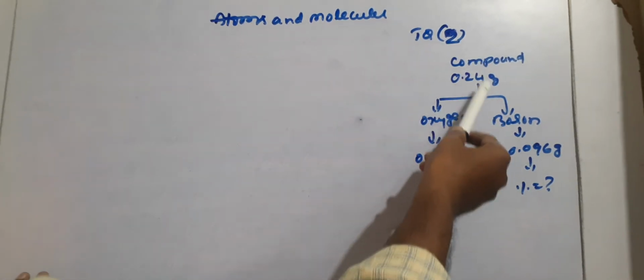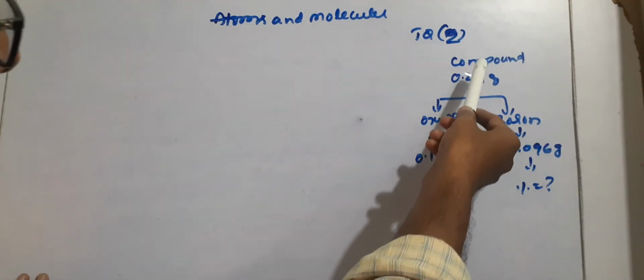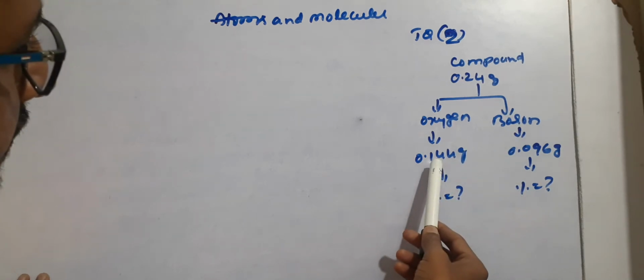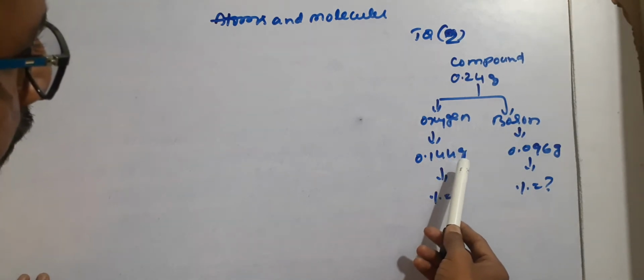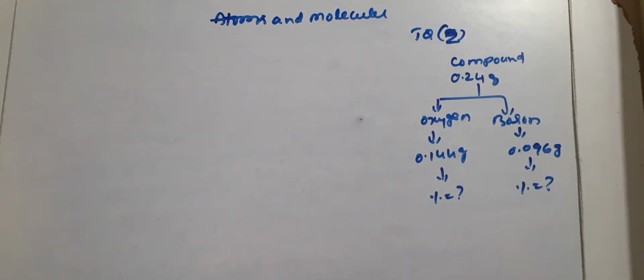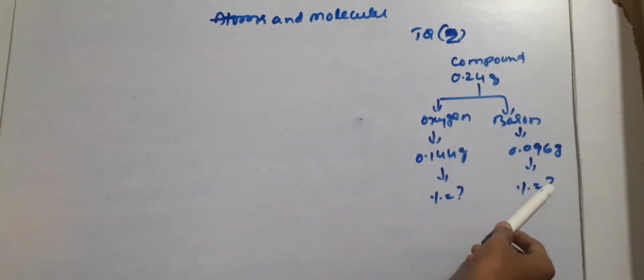A sample of compound has a mass of 0.24 grams. This compound has the elements oxygen and boron, with weights 0.144 gram and 0.096 grams. Now we want to calculate what is the percentage of each element in this compound.